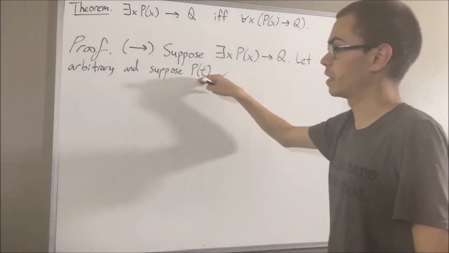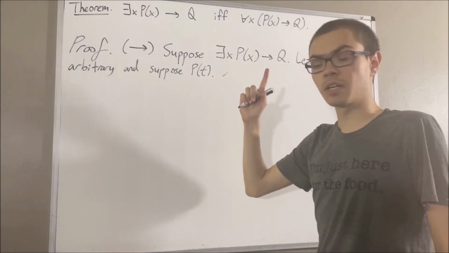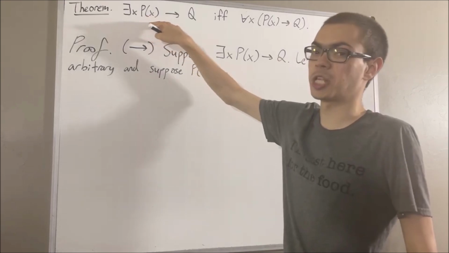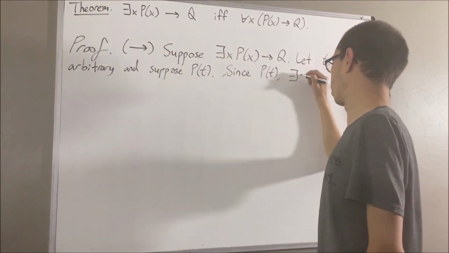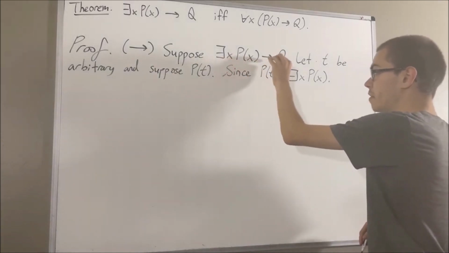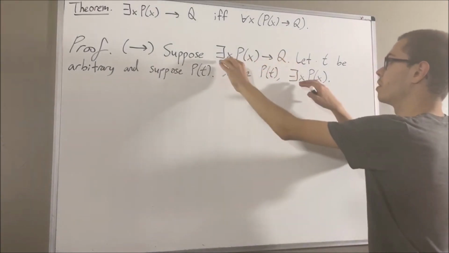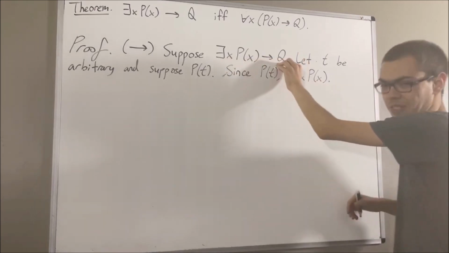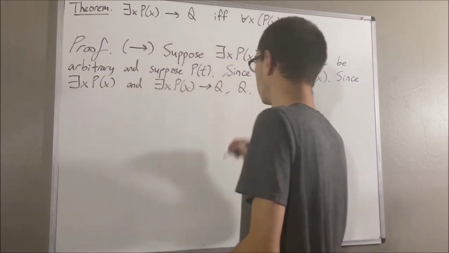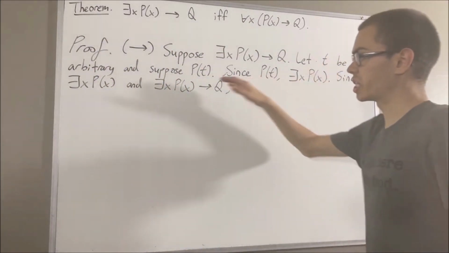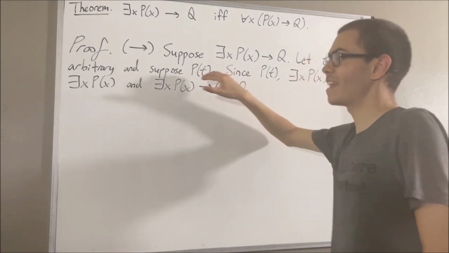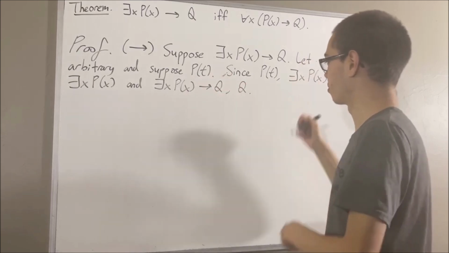Now, since p of t is true, there is at least one object which satisfies p. So there exists x such that p of x. But we know if there exists an x such that p of x, then q is true. So these two statements tell us that q must then be true. So putting this together, we see that under the assumption p of t is true, it follows that q is true. Therefore, if p of t is true, then q is true.